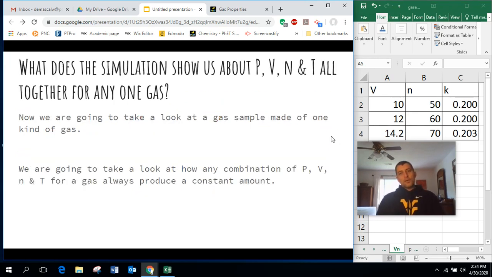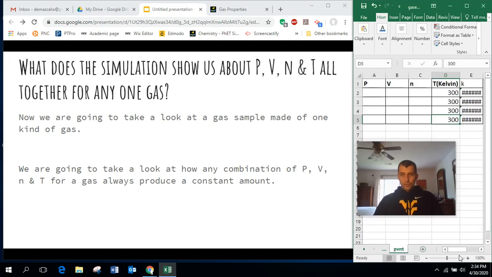What does this show us about P, V, N, and T altogether? We're going to take a look at a gas sample made of one kind of gas. So we'll see in the simulation, we have one colored little dot, one gas. We're going to take a look at how any combination, it doesn't matter what pressure, volume, amount, temperature, we're always going to end up with a constant value.